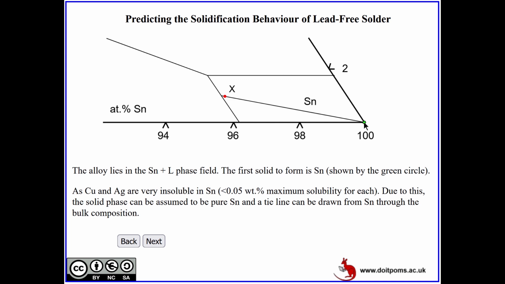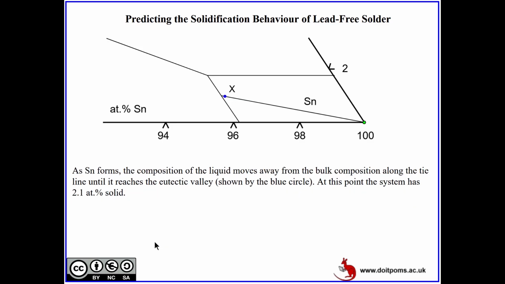So in this case, it is possible to draw a line from tin through the bulk composition. So through this point, we are drawing the line. So what does that line give us? It gives us how much is the solid and liquid present.